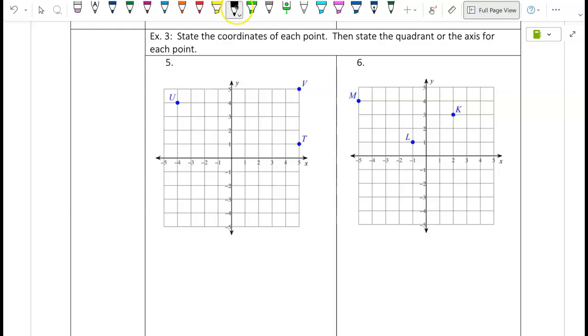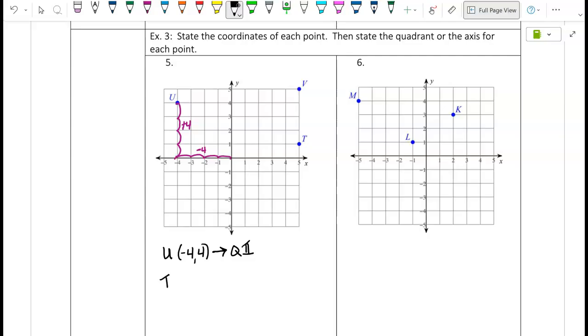So if we start with point U here, again, I start at the origin. So I go over 1, 2, 3, 4 to the left. So that's going to be a minus 4. And then I go up 1, 2, 3, 4. That's going to be a plus 4. So the coordinates of U are parentheses negative 4, comma, positive 4. And then they want to know what quadrant that point is in. What quadrant is point U in? Quadrant 2.